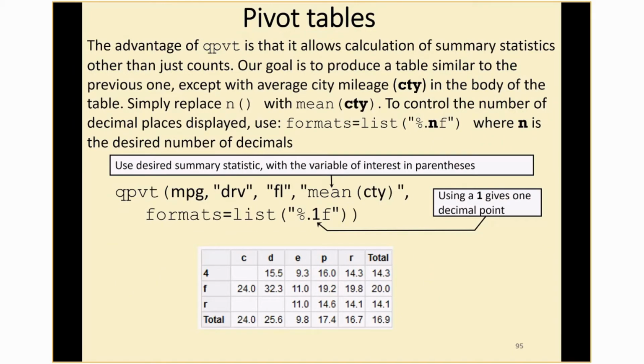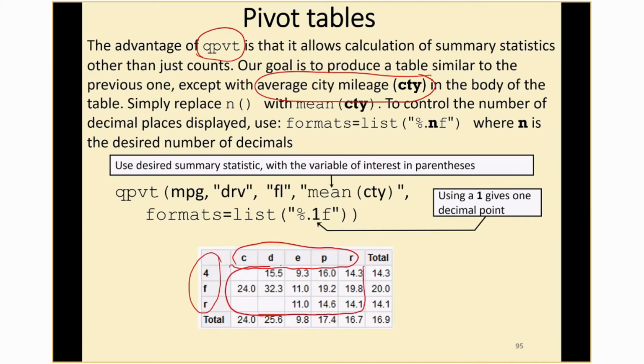But we can do more with qpivot than just count up records. The real power is that it will allow us to generate summary statistics, for example, the average of city mileage. What we have here is a pivot table that has the different fuels and the different drives, and the average city mileage associated with each of those combinations. The syntax to do that is there's a qpivot function, with its open and close parenthesis.